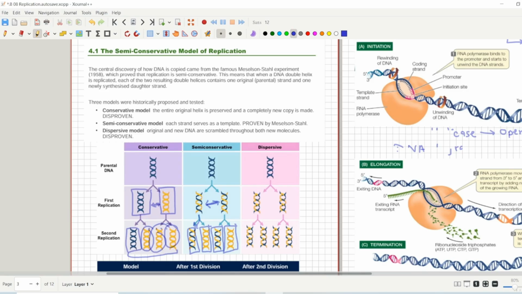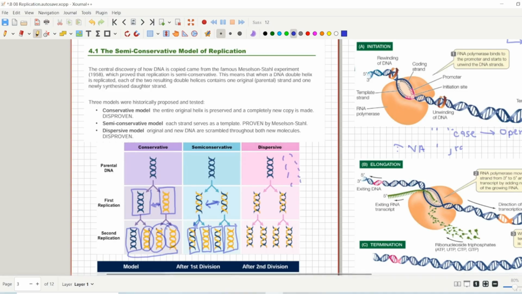completely new, right? If we talk about the dispersive model, that is the last model, which is the most different from these. What happens in the dispersive model is that during DNA replication, the DNA molecules break down into small nucleotides just like this, right?